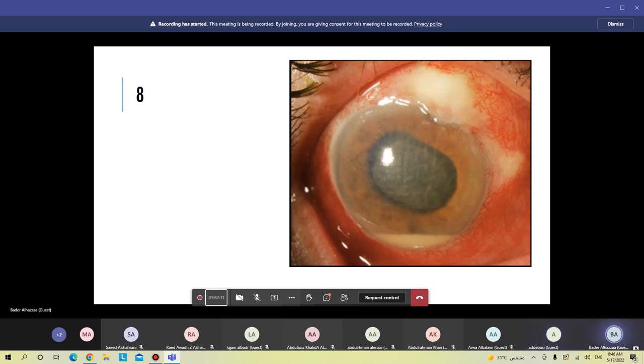Bleb-related inflammation can progress very fast. So you take the swab, you start fortified antibiotic, and you can give a cycloplegic in these cases to decrease the pain and decrease the risk of, as you can see, there is a membrane over the lens. If you don't give cycloplegia, this inflammation will increase and might cause a pupillary block.